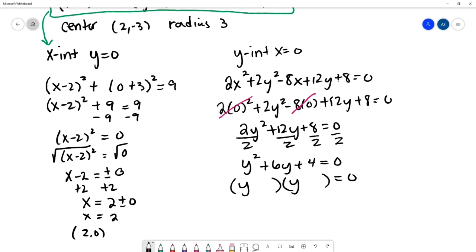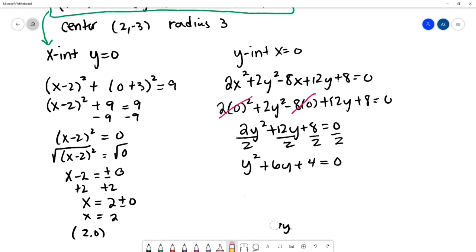y times y is y squared. I could do 2 times 2, but that's going to give me 2y and 2y. 2y plus 2y doesn't give me 6, so that's not going to work. I could try, instead of 2 times 2, 1 times 4. That would give me y and 4y. 4y and y make 5y. They don't make 6, so that's not going to work. So this particular quadratic equation does not factor.